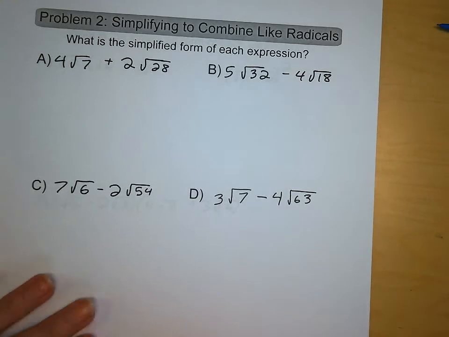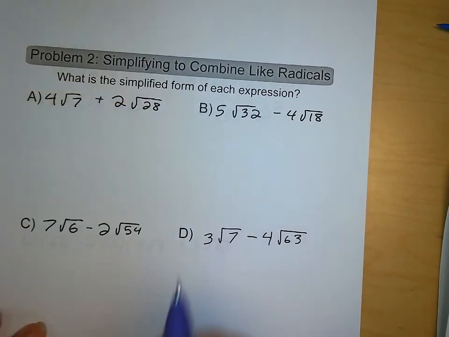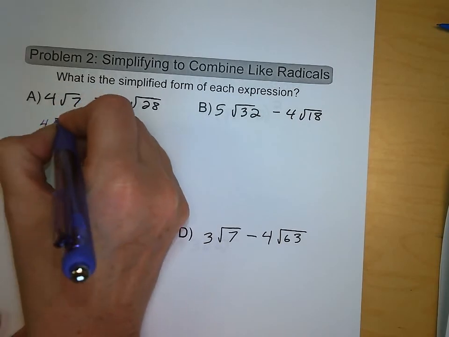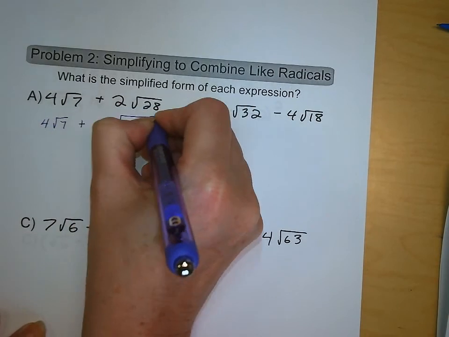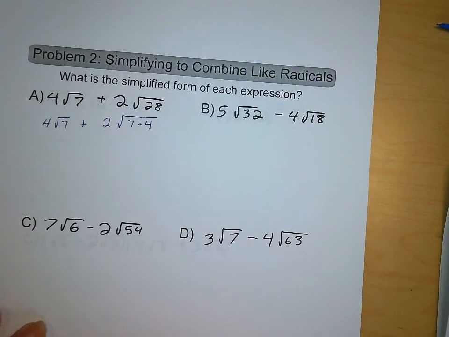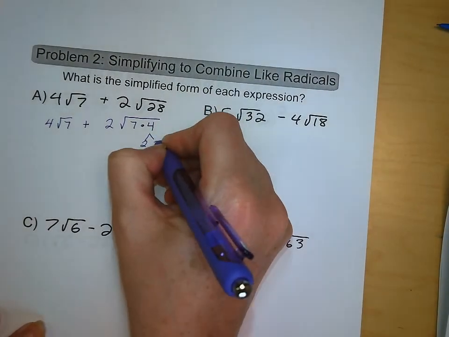For problem number 2, we are going to simplify by combining like radicals. But first, if we'll notice, problem A, we have 4 square root of 7 plus 2 square root of 28. Those do not have the same radicand. So we can't combine them, can we? We cannot. But we can reduce the square root of 28.